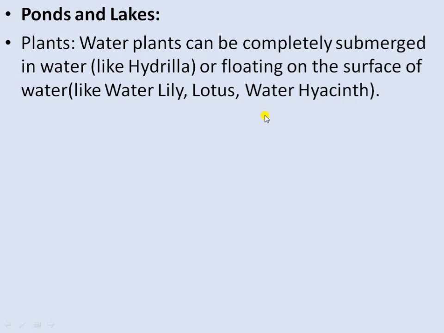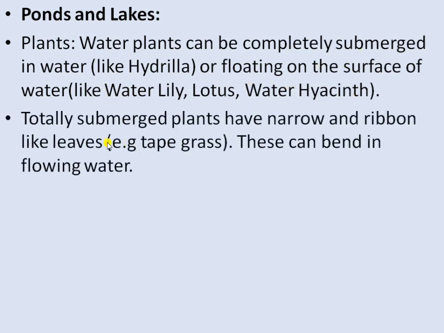Plants like water hyacinth, lotus and water lily float on the water because they are categorized as emergent plants. Their roots are fixed, but leaves and stem extend out of the water, so they easily float on the surface of the water. Next, about adaptation in the leaves: totally submerged plants have narrow and ribbon-like leaves, for example in tape grass, so they can bend in flowing water. Floating plants have large and circular leaves to help the plant float easily on the water.